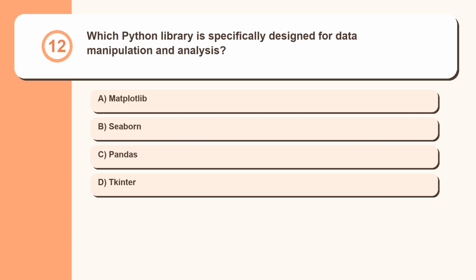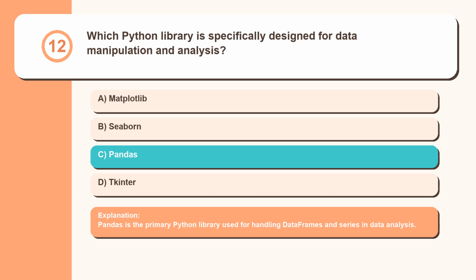Question 12. Which Python library is specifically designed for data manipulation and analysis? Matplotlib, Seaborn, Pandas, tkinter. Pandas is the primary Python library used for handling data frames and series in data analysis.